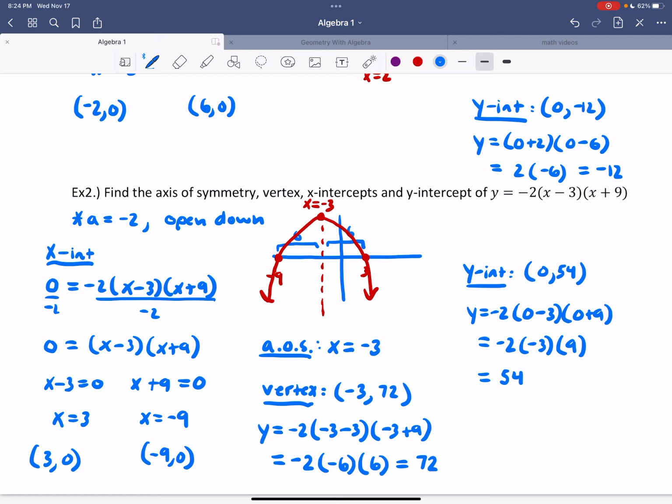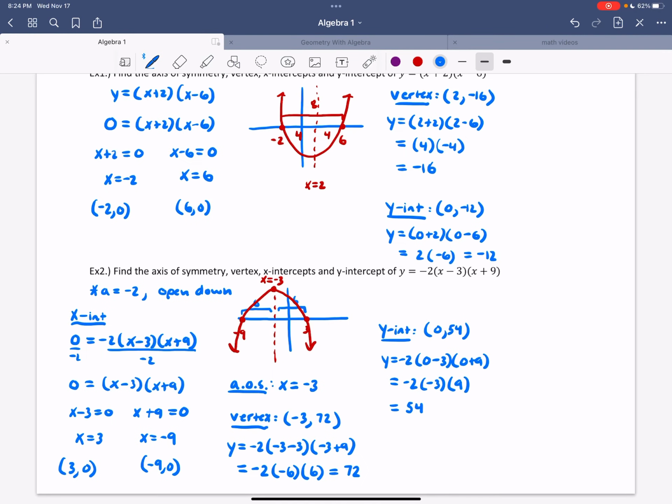Again, the key to this problem is finding the midpoint of the two x-intercepts, and that line becomes the axis of symmetry. Okay? Let's look at another one.